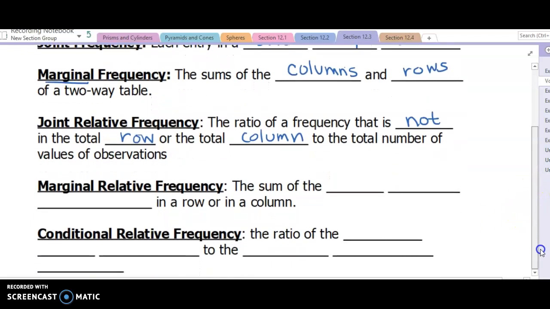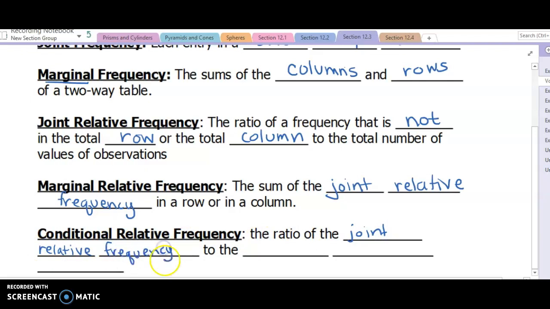Last but not least, I guess we have two more. Marginal relative frequency is the sum of the joint relative frequency in a row or in a column. And then conditional relative frequency is the ratio of the joint relative frequency to the marginal relative frequency.